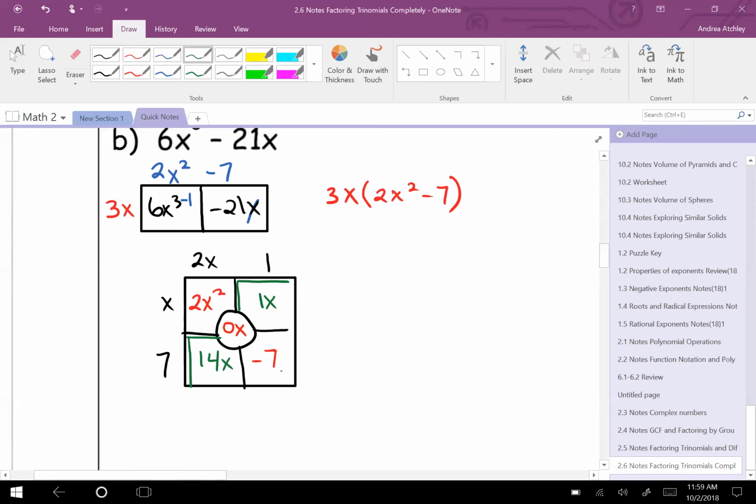Okay, is there anything else that multiplies to 7? Anything else that multiplies to 2? No. Okay, so this is prime. So I can only factor out the GCF. So those are the two factors, 3x and 2x squared minus 7. Any questions over that?